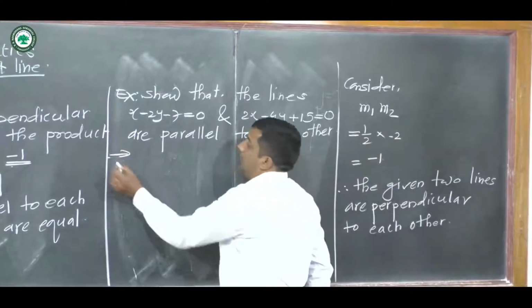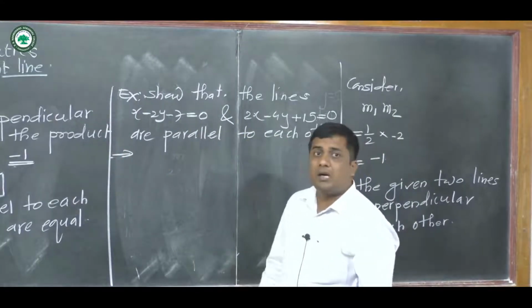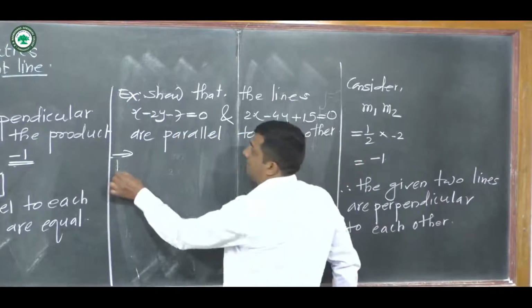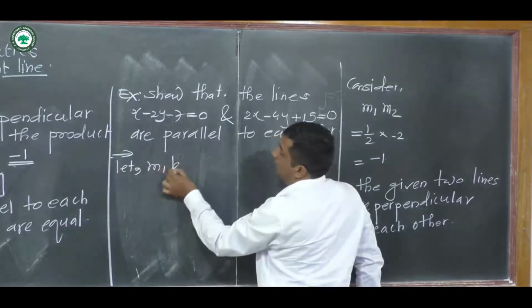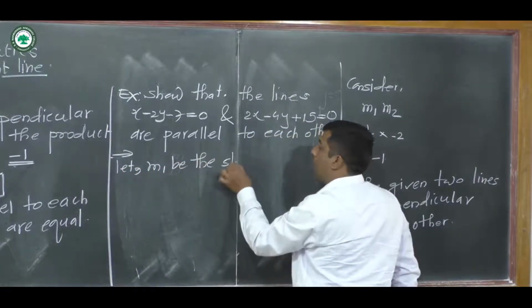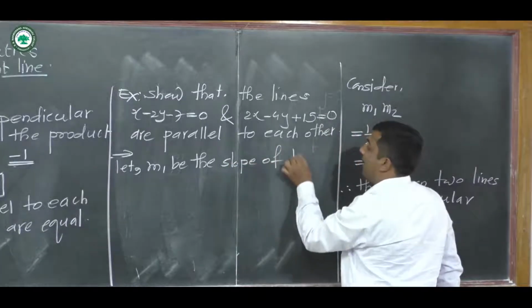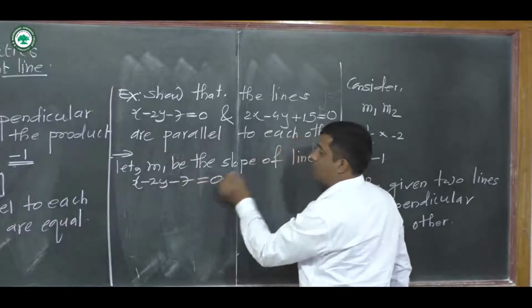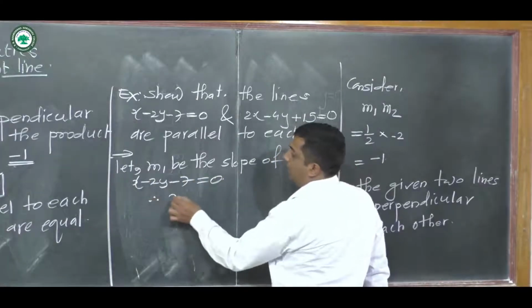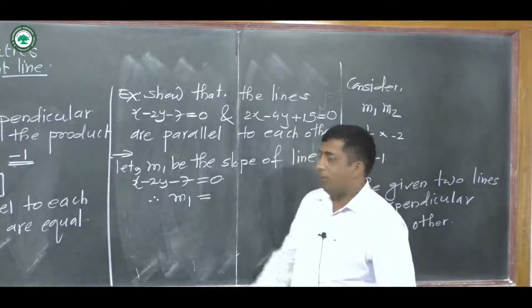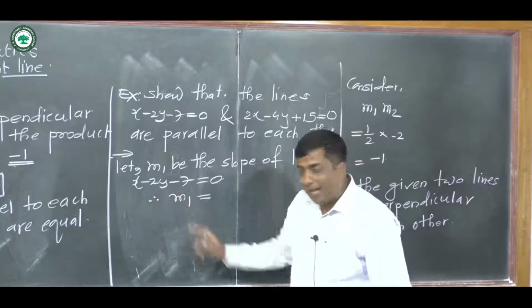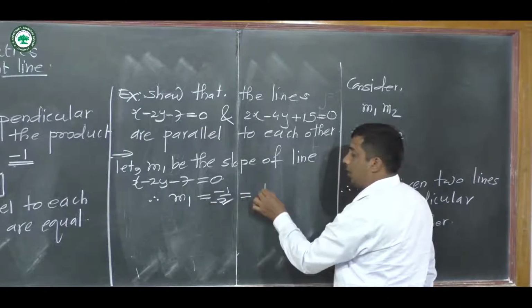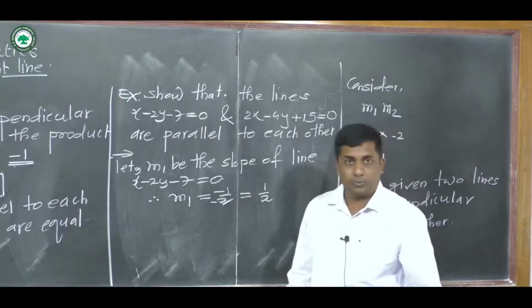Okay, so to do this, we consider m1 the slope of the first line and m2 the slope of the second line. Let m1 be the slope of the line x minus 2y minus 7 is equal to 0. Therefore, m1 is equal to, we know here a is 1, b is minus 2. So for m1, we have minus 1 upon minus 2, which is equal to 1 upon 2.